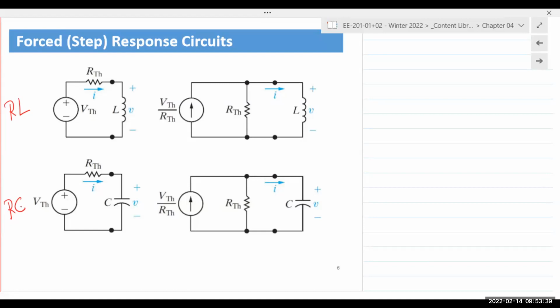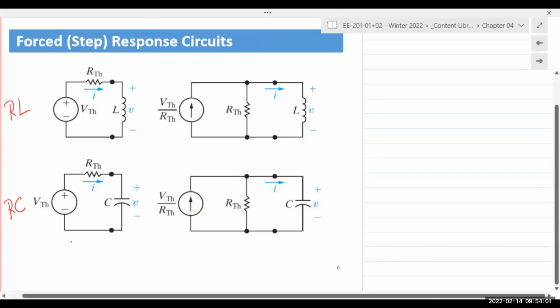And we have representation for both, right? We can solve it for voltage. We can solve it for current. If we are trying to solve for voltage, we would have a Thevenin equivalent circuit connected to that capacitor. If we are trying to solve for current, we would have a Norton equivalent circuit connected to those components. So this is the Thevenin equivalent. This is the Norton.